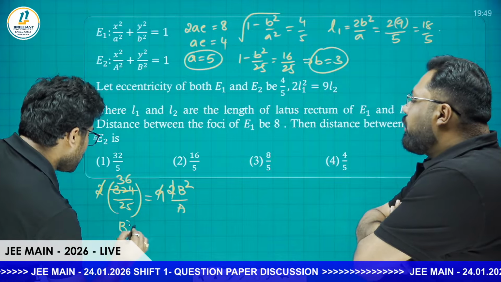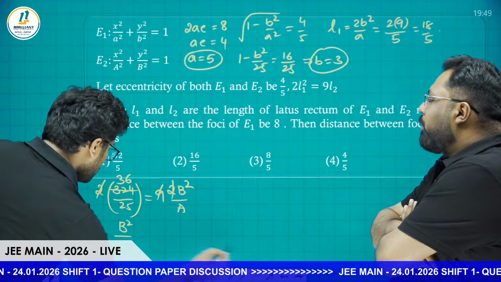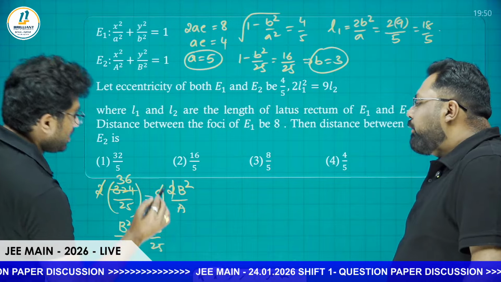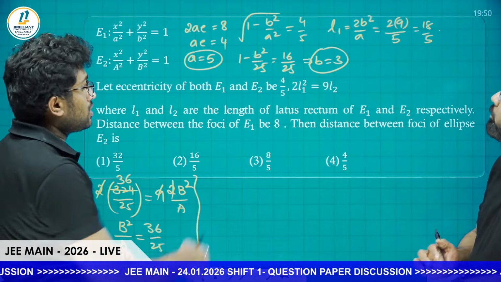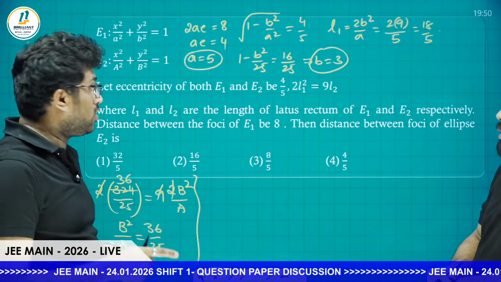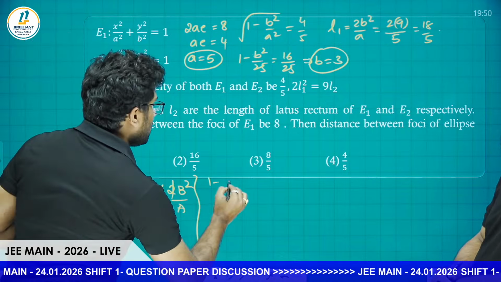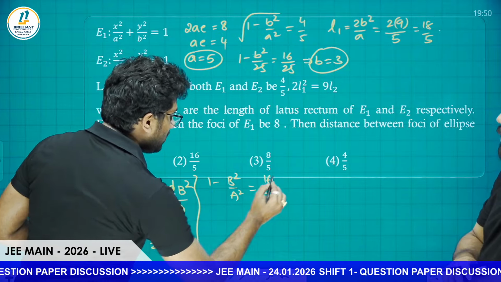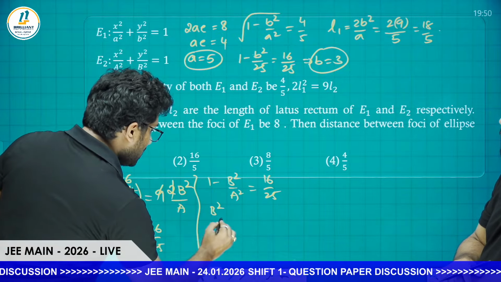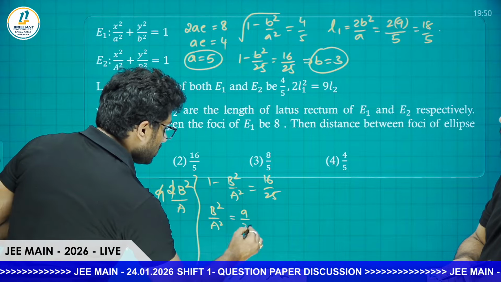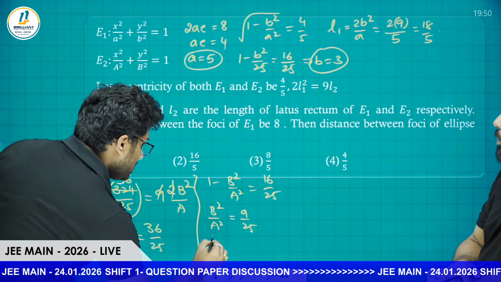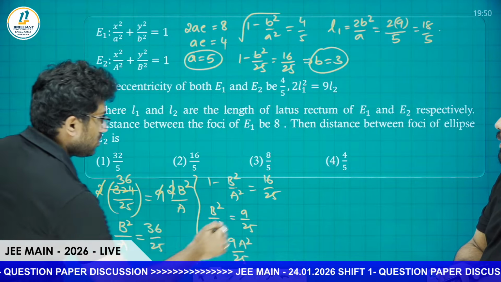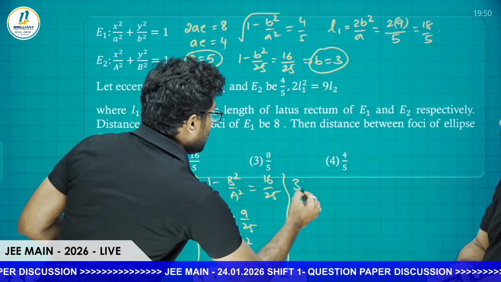So here we will get B square by A. B square by A is equal to 36 by 25. Now they have also given that the eccentricity of the second ellipse is also 4 by 5. That means 1 minus B squared by A squared, whole squared, is equal to 16 by 25. So B square by A square is equal to 9 by 25. Here we have B square equals 9A square by 25, and B square equals 36A by 25.